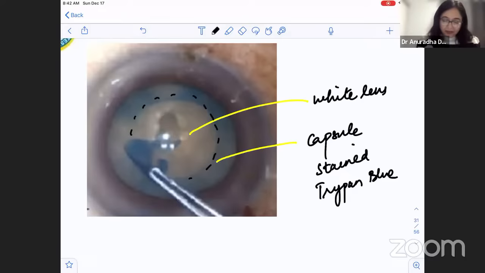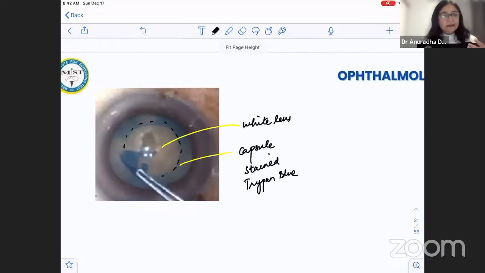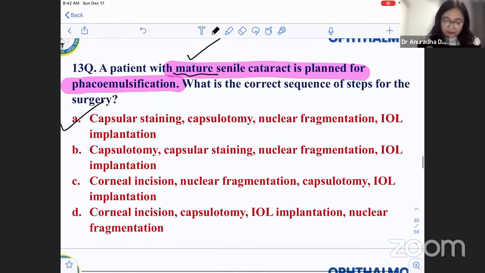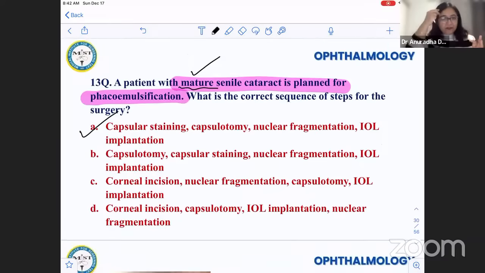Even this image, they can ask you which dye is used for the capsule. So that was the purpose of putting this question here, so that you know that this is an important topic for you. So you will stain the capsule, you will do capsulotomy, then with the phacoemulsification probe you will break the lens, you will remove the lens, and you will implant the new lens. Okay?